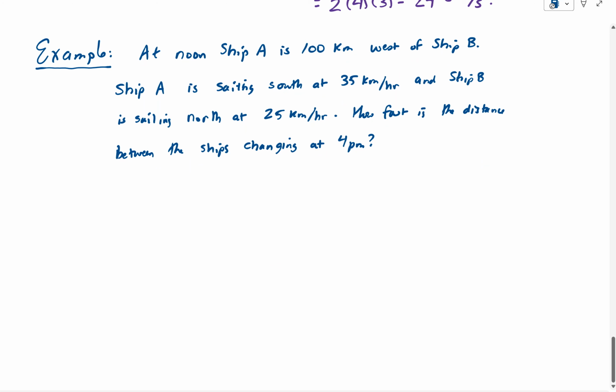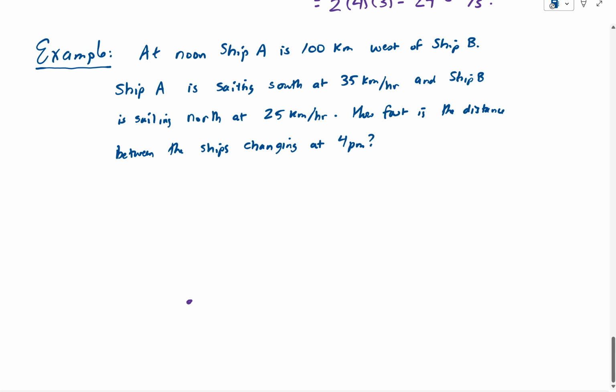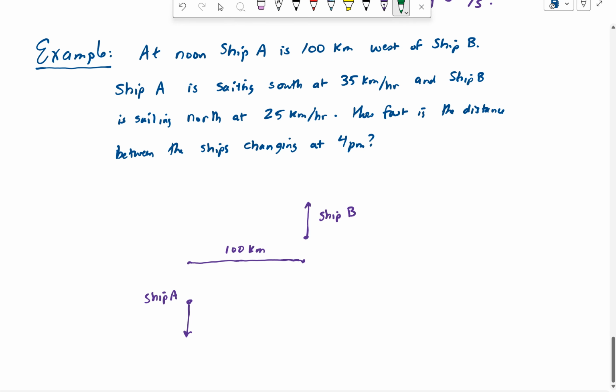This is a little bit more complicated than what we've had. Let's put ship A right here. Ship A is sailing south. We'll put ship B up here somewhere. We don't want to put them directly next to each other because they're going to be moving over time. We do know this distance here, going straight across, is 100 kilometers. And what we're interested in is this distance here. If I call this h, we want dh dt.